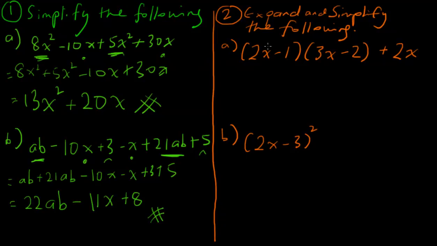The way to do that is to draw rainbows to ensure that each and every term is being multiplied to each other. So 2x is multiplied by 3x in the other bracket, and 2x is also multiplied by negative 2. Okay, and then the other rainbow that you have to draw is from negative 1 to 3x, and also from negative 1 to negative 2. And then this 2x term here is a standalone, so we can ignore this for now. Let's expand these brackets first.